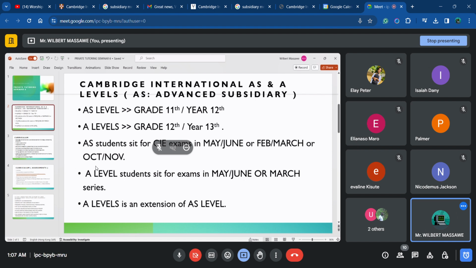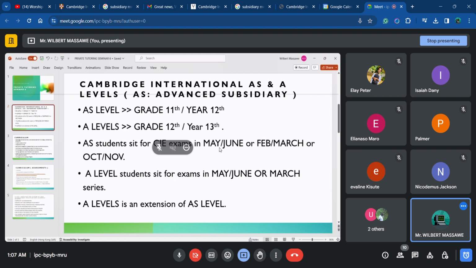So when you have a student in grade 11, that means they're in AS level, and in A levels they're in grade 12 or year 13. The AS students sit for CIE exams in May, June, or February, March, or October, November. These are the series that I taught you yesterday. Three series: May, June series, or February, March series, or October, November series.